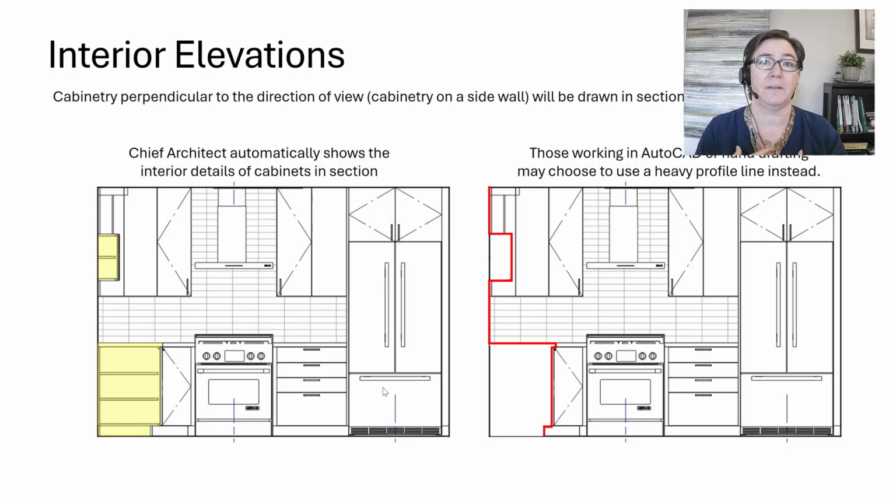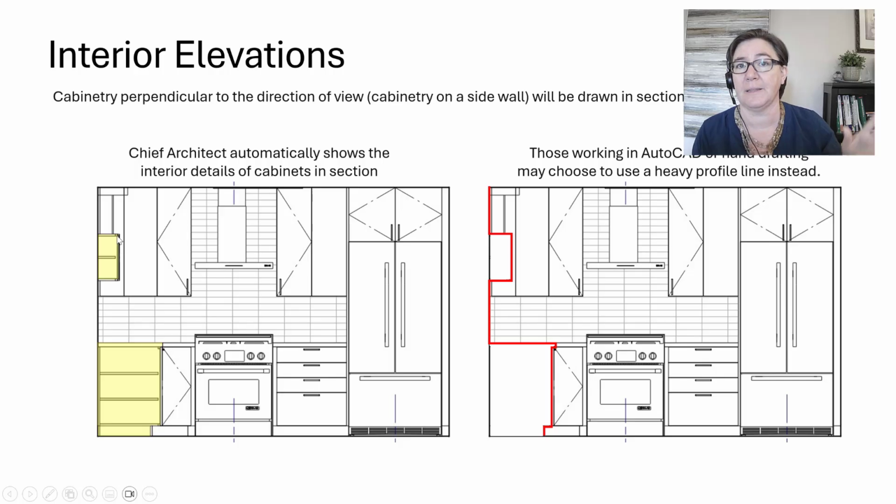Now here's something that is specific to kitchen design that might not be familiar to you. Sometimes we have elements that are perpendicular to the direction of the view, and an example would be cabinetry on a side wall. Those elements we're going to draw in section. Chief Architect will automatically do this for you. It'll show the interior details of these cabinets in section.